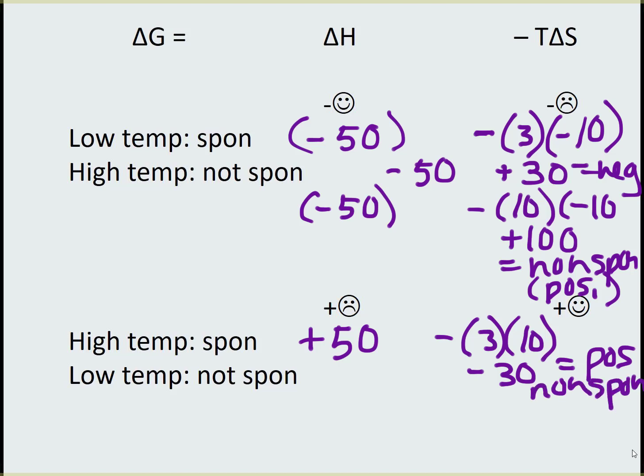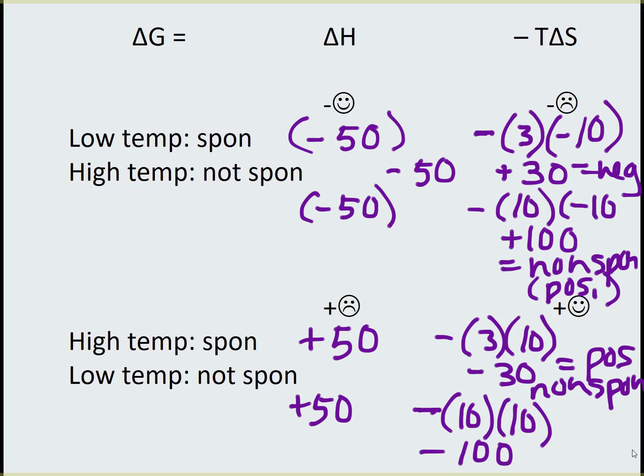But let's see what happens if we raise the temperature. And again, it always has to do with that negative sign in the equation. Let's go ahead and take it up to 10 for the temperature. So I end up with a minus 100, and so I end up with a negative number when I add those up. So again, high temperature would be spontaneous.